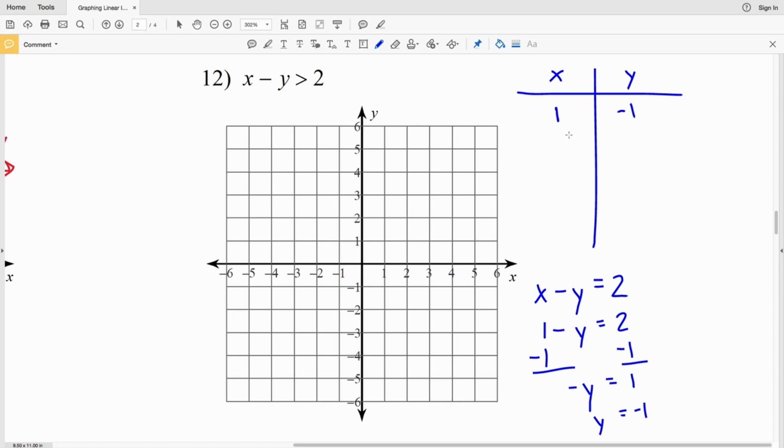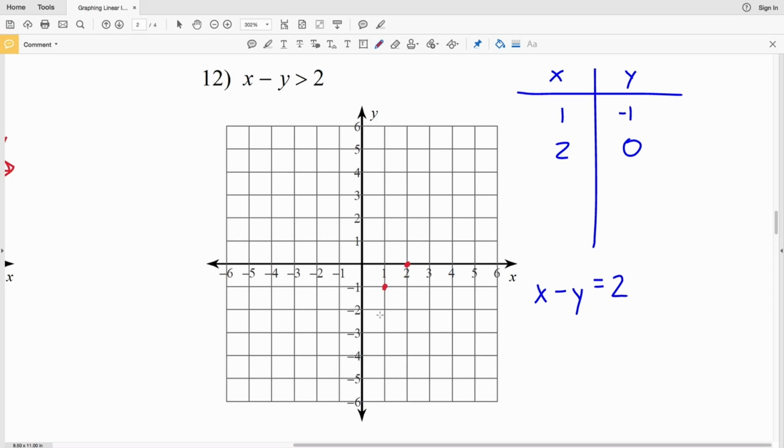And let's see what happens when x equals 2. When x is 2, we have 2 minus y equals 2. Subtract 2 from both sides to get that negative y equals 2 minus 2, 0. Multiplying or dividing by negative 1 to each side gives us that y equals 0. So when x is 2, y is equivalent to 0. Now let's plot those 2 points. 1, negative 1, 2, 0.